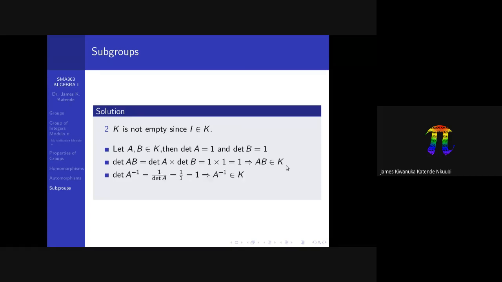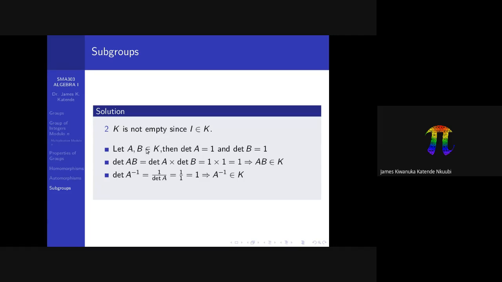So we need to check that for any matrix in K, the inverse will also be in K. To check that the inverse is in K, we need to find the determinant of the inverse and confirm that its determinant must be 1 as well, because any matrix in K must have determinant 1.